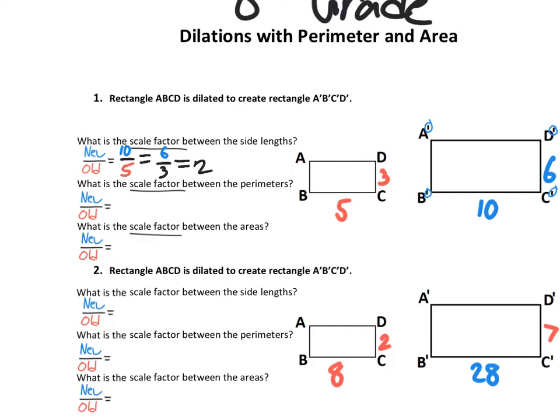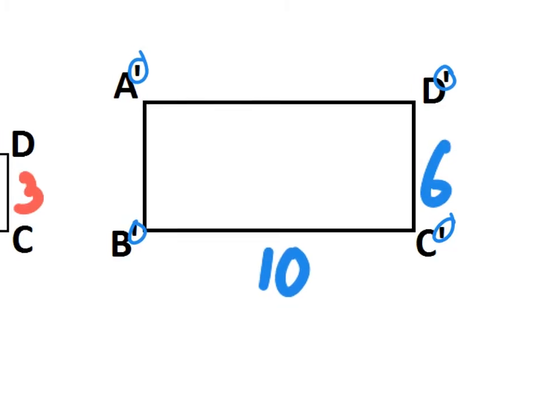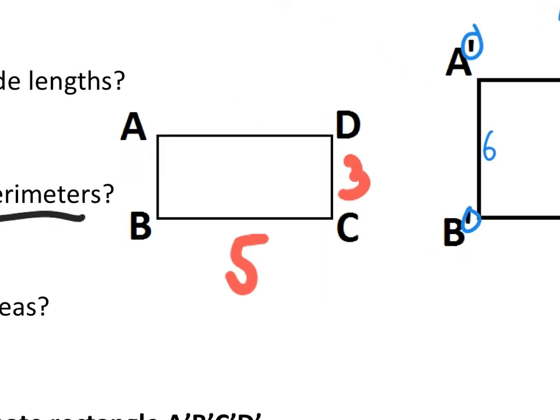Now it says, what is the scale factor between the perimeters? So I have to go find the perimeters. I'm going to take a look at the big one first. My perimeter is just all of the sides added up. So if I add the 10, the 10, the 6, and the 6, I get 32. Now I have to do the same thing on the small one. So I'm going to add all my sides. So I've got 5, 5, 3, and 3. So I have a perimeter of 16.